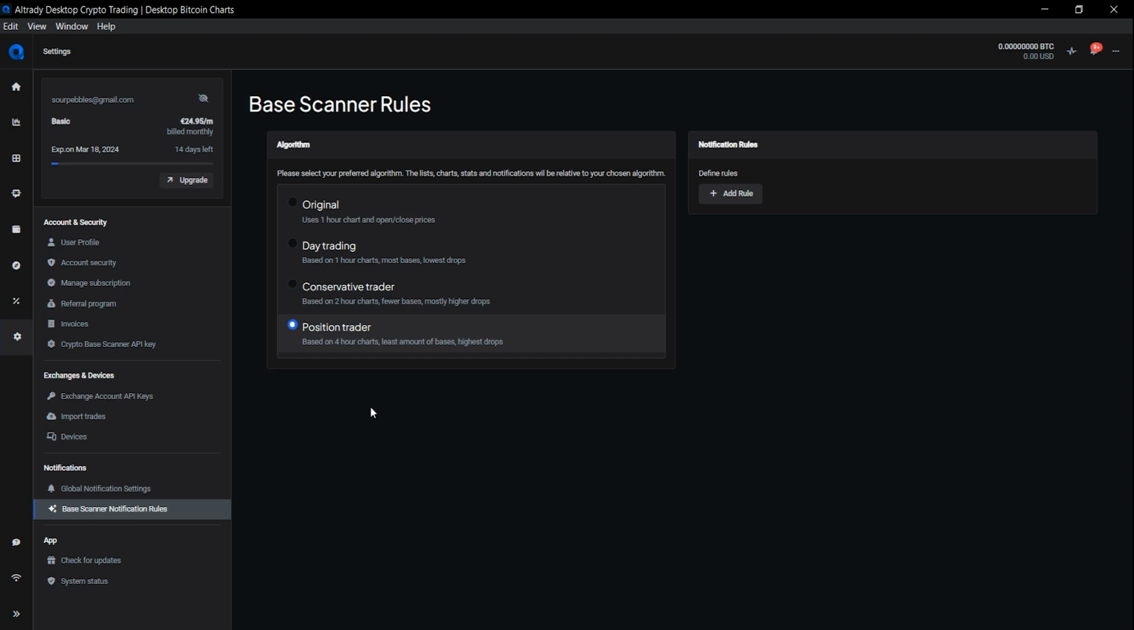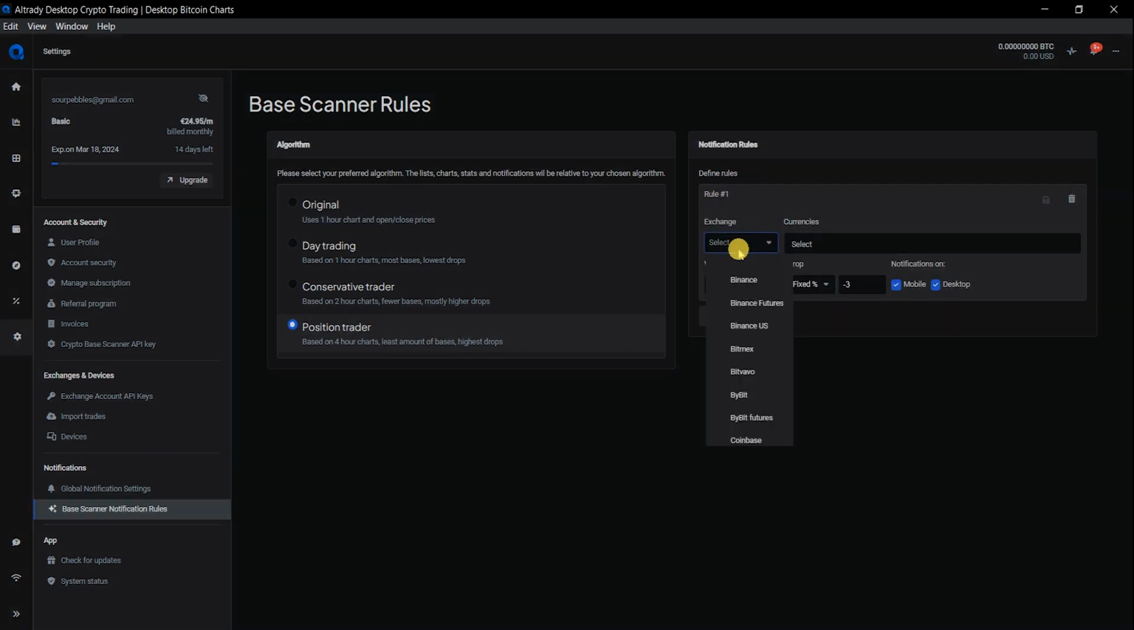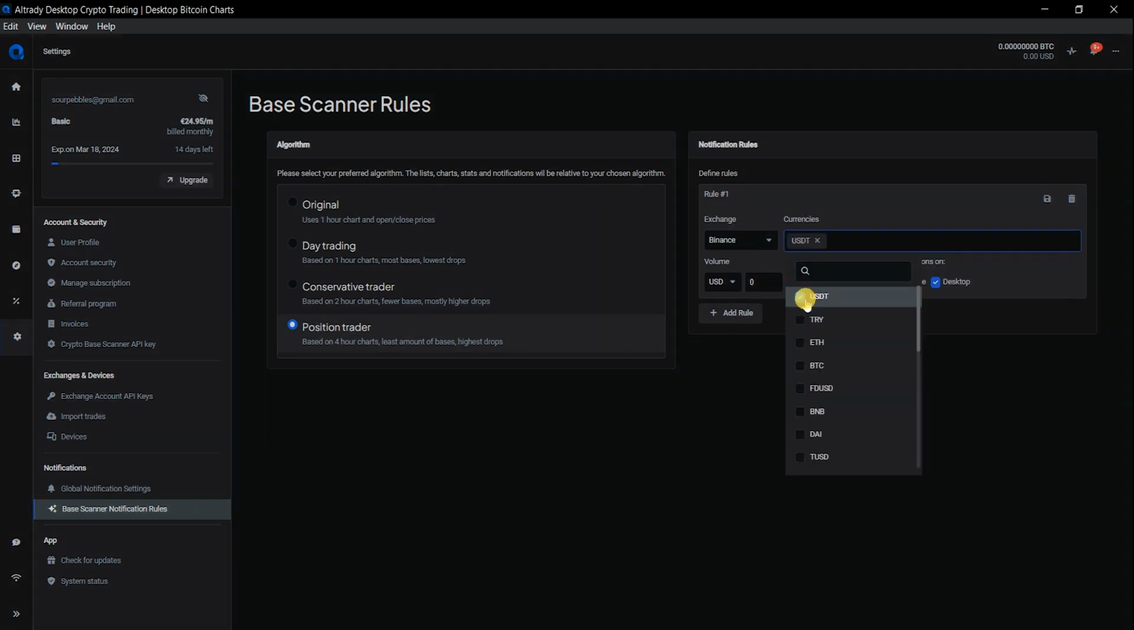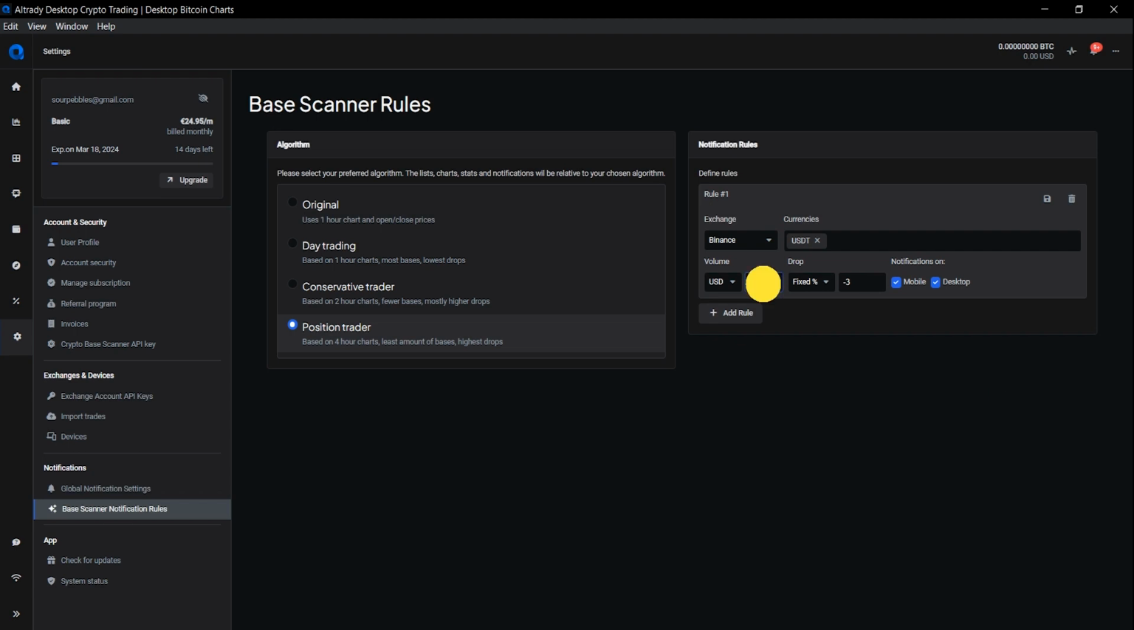strategy. 3. Now, let's add a rule to filter out low-volume markets, as we want to focus on high-volume markets for long-term positions. To add a rule, we click on the plus Add Rule button and select the exchange, for example, Binance, set the currency to USDT, and set the minimum volume to 250k USDT per day. 4. Set the drop from median to fixed and give it a value of -10. This ensures alerts when there's a 10% or more drop.